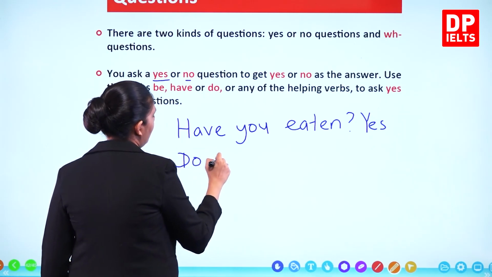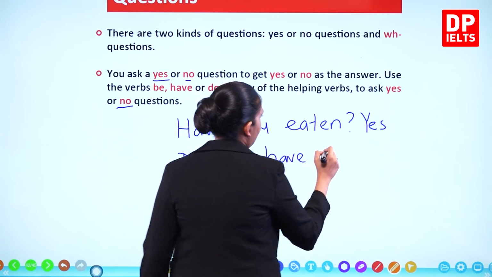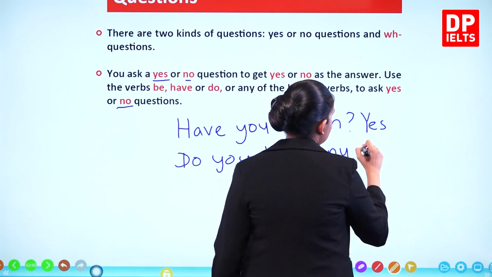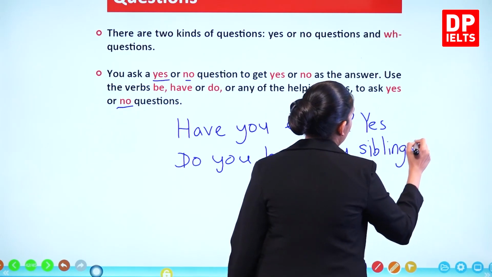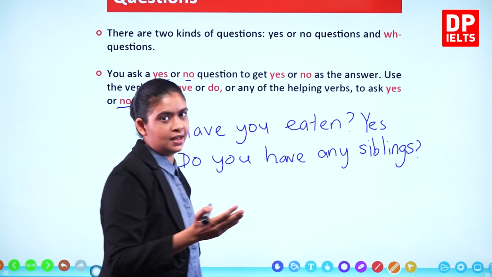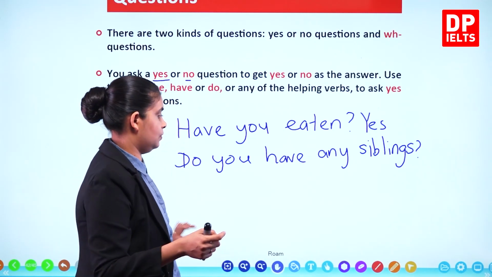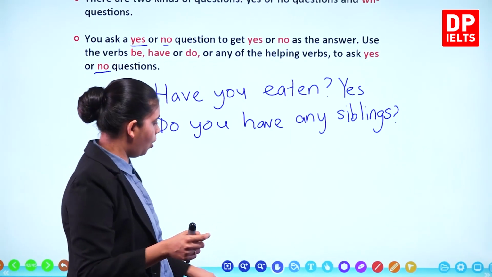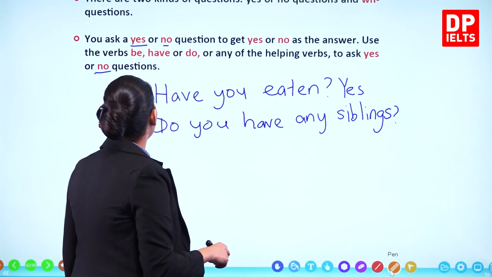Do you have any siblings? So you can ask, do you have any siblings? සහෝදර සහෝදරියෝ ඉන්නවද ඔබට? Yes, you can say yes, ඔව් ඉන්නවා, or you can say no, නෑ මට නැහැ. Right? Next one.